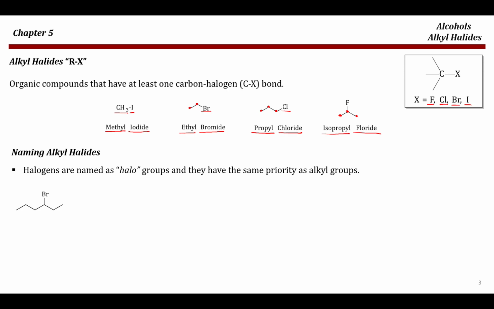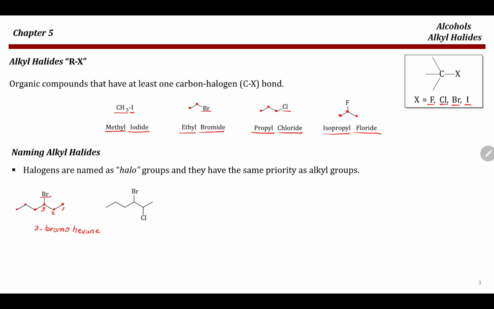For example, in this case we will name this compound as an alkane. This is 1, 2, 3, 4, 5, 6. So this is hexane. And then we have bromine, which is now a branch. This is bromo hexane, and we have to try to give the bromine the smallest possible number by counting from the right side. The bromine will be at position 3. So this is 3-bromohexane.